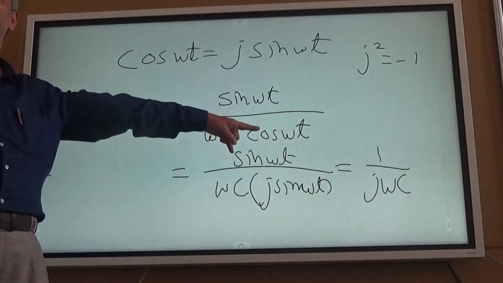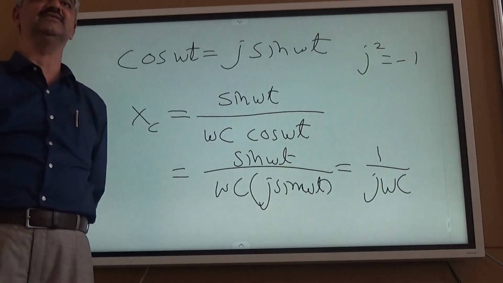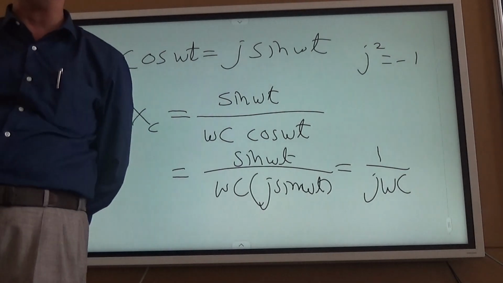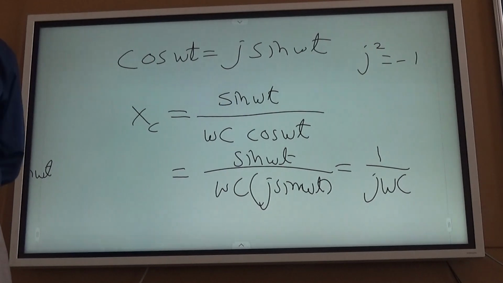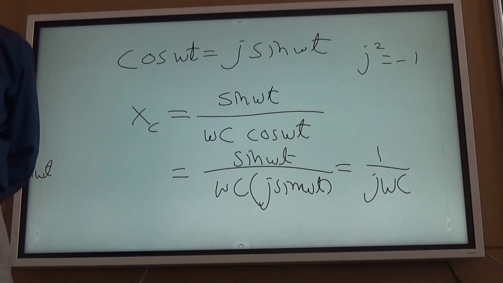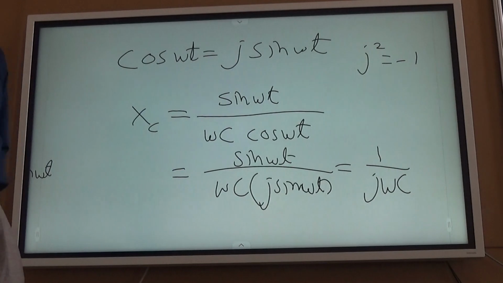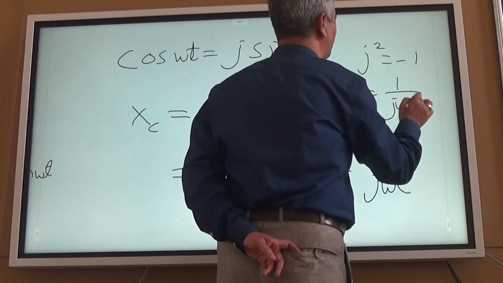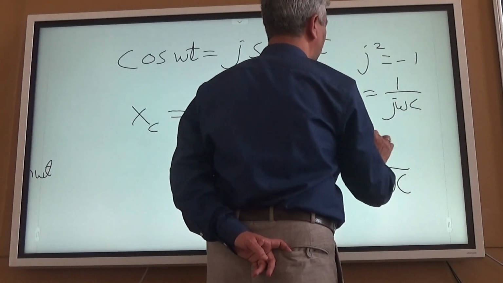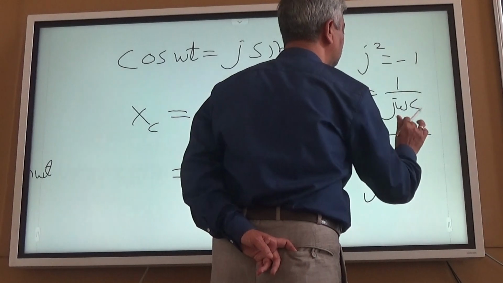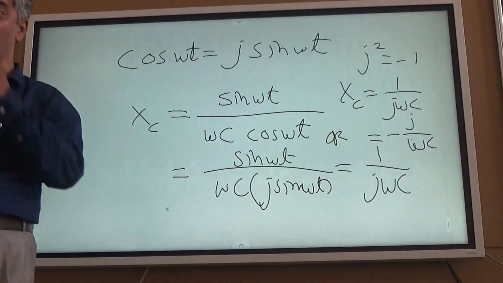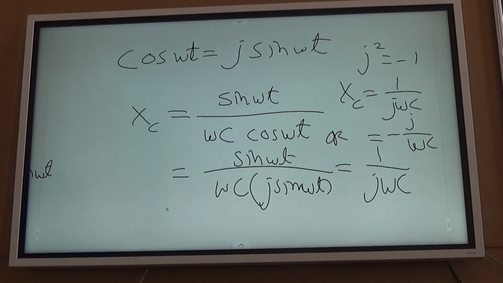You might have read this somewhere. Capacitive impedance XC is 1 upon j omega c, or multiplying numerator and denominator by j, it is j upon j square omega c. J square is -1, so minus j upon omega c. So XC is 1 upon j omega c, or minus j upon omega c. So what that indicates is that capacitive impedance is imaginary.